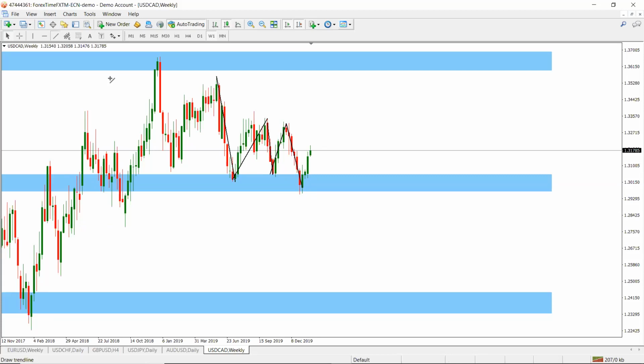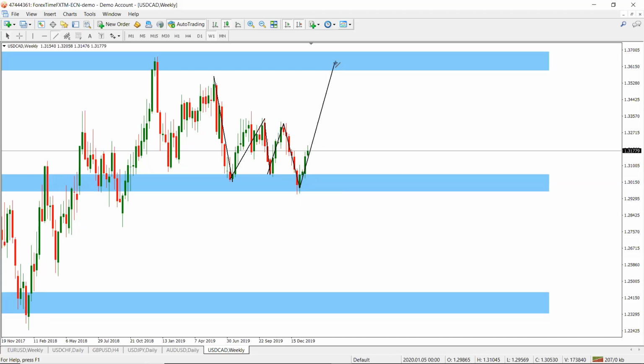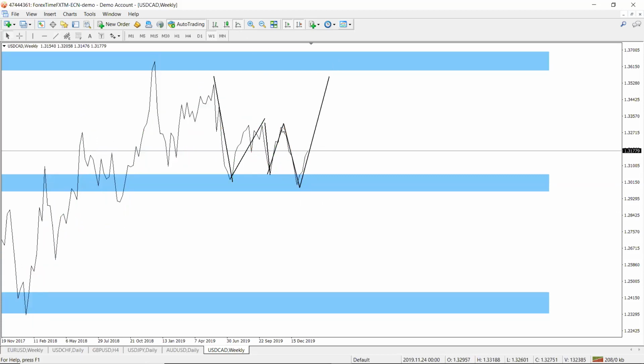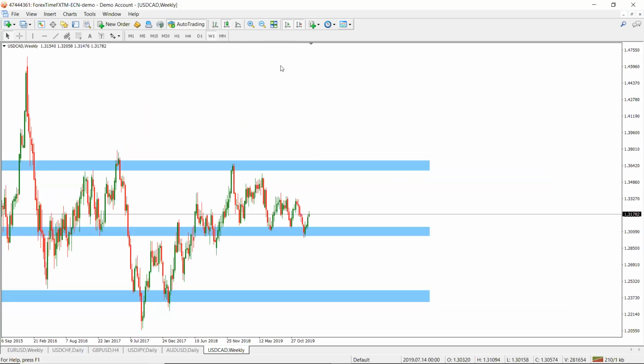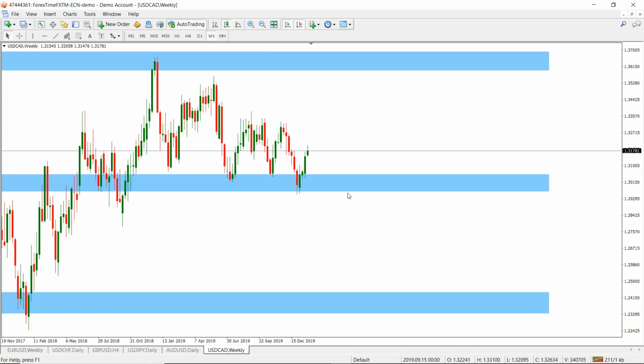Right? And we seem to be having a push back to where it started from. Let me switch it back to line chart, as you can see. So this is another pattern, right? The price is giving me something that makes me understand that this structure may be going up to the opposite zone.